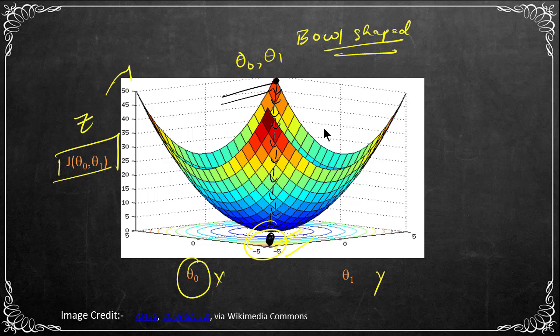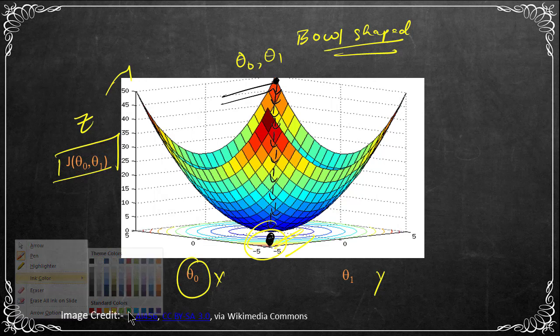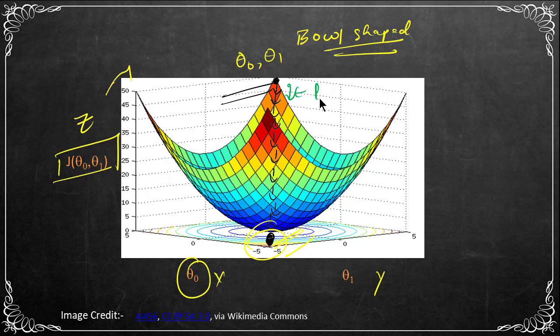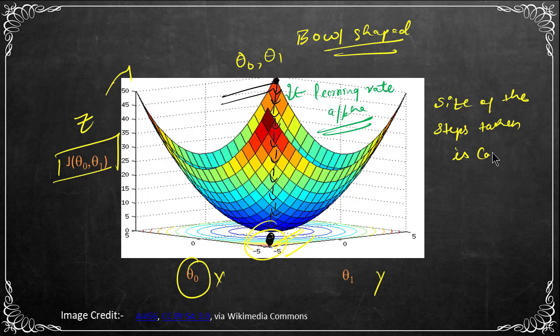Now one more thing: notice that the size of the steps taken at each point, starting from here, is called our learning rate, or alpha. Why is it called a learning rate? You can see that our theta 0 and theta 1, our parameters, are learning. The rate at which our parameters, theta 0 and theta 1, are learning is called our learning rate, or alpha.